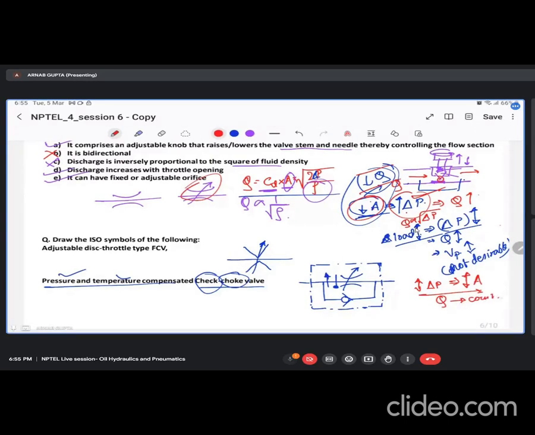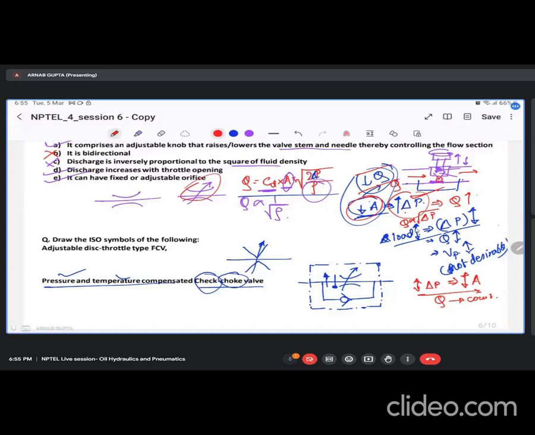Q is maintained constant. As we could see, Q is dependent on both area and delta P. So if your delta P is increasing, your A should be proportionally reduced so that your Q is kept constant. The other way around, if the delta P is reducing, the A should be proportionally increased so that Q remains constant. And as a result of that, Vp should also be kept constant.